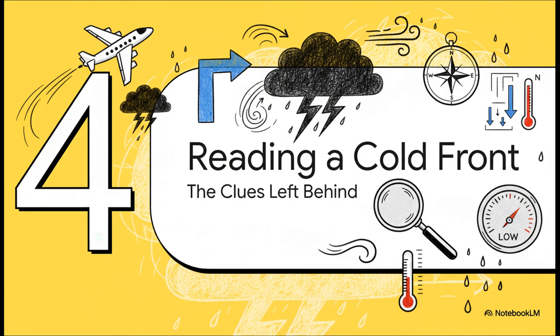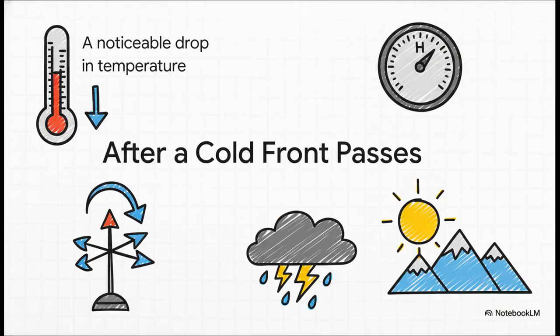All right, the battle is over, the front has passed. So what happens next? Well, just like any battle, it leaves clues behind. And as a pilot, your job is to be a detective and read those clues in the sky. And here's what you'll find. First, and most obviously, the temperature will drop. Makes sense, right? A cold air mass just moved in. Second, the wind will change direction, sometimes pretty dramatically. Third, your barometer will go up. The air pressure rises because that new cold air is heavier. You might get some nasty showers or thunderstorms right as the front passes, but the good news is, what's left behind is often beautiful, clear, crisp air with fantastic visibility.